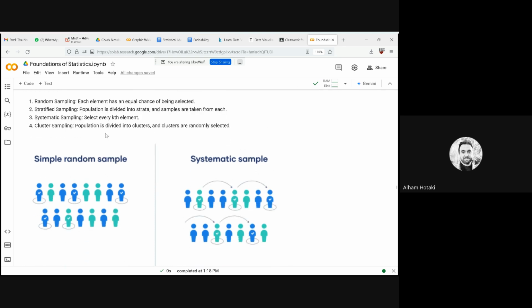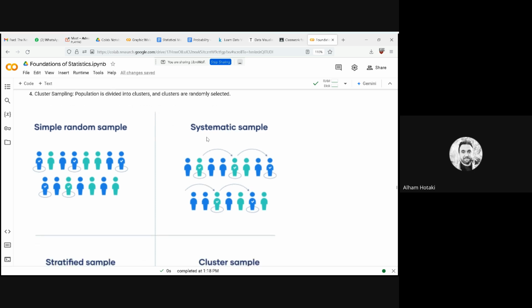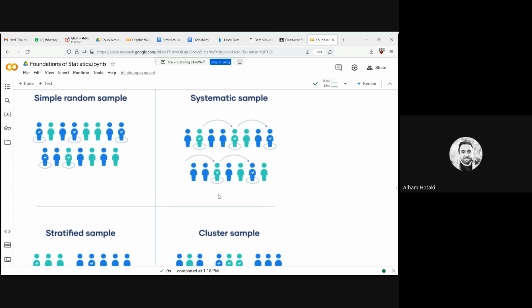How is systematic sampling done? You select every k-th element. For example, I don't want to select the first number, I want to select the second number. Then I skip two numbers, remain these two numbers, and select the third one. Again, I skip two numbers and select the third one. Two numbers, select. So this is a type of systematic sampling.